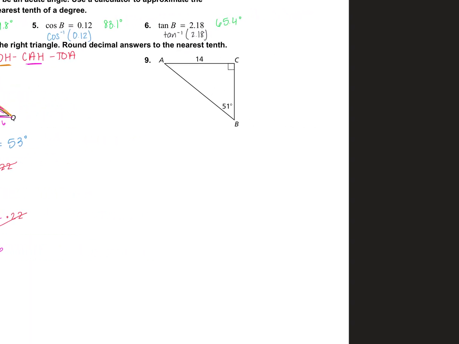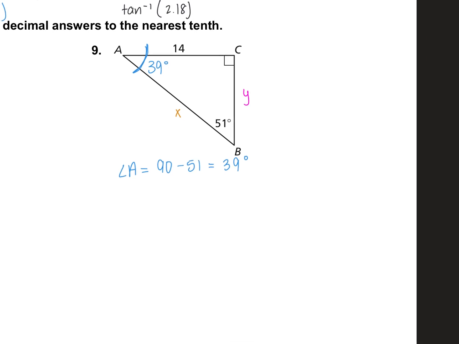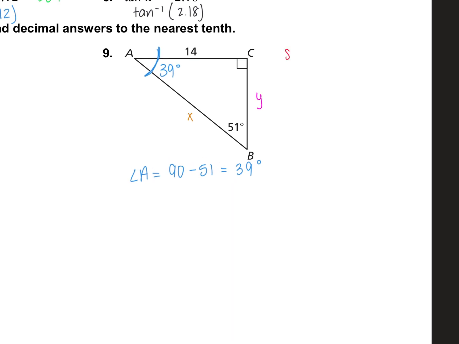All right, going over here to number 9, same thing as before. I need to solve for this angle. And because it's a right triangle, I know my two acute angles are going to equal 90. So angle A, what I'm solving is 90 minus 51. That's going to give me 39 degrees. So that's my answer for my angle. And then I'm going to go ahead and solve for my hypotenuse, which is x, and my y for CB. So looking at this one, I'm going to go ahead and solve for AB first. So again, writing SOHCAHTOA because super important that we know it.